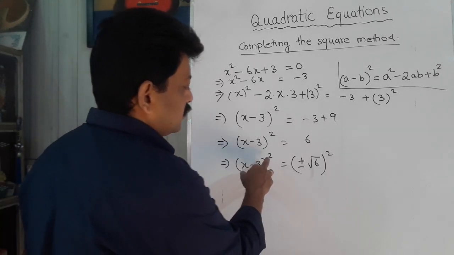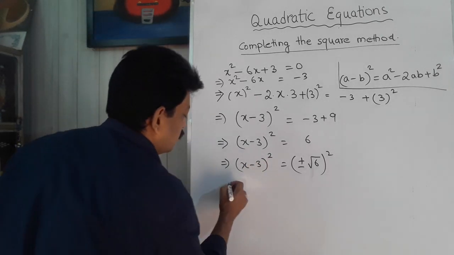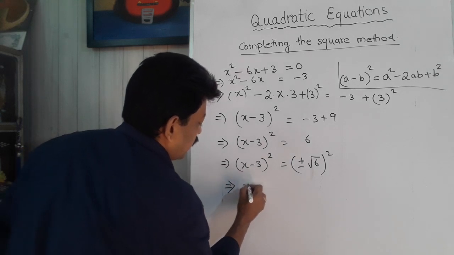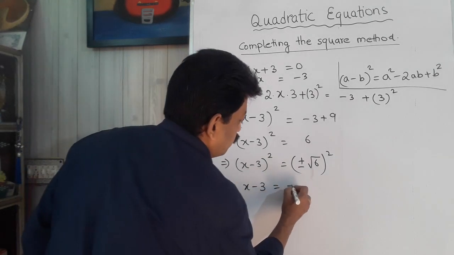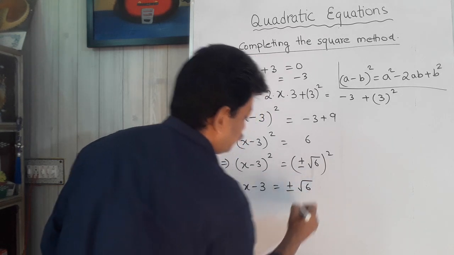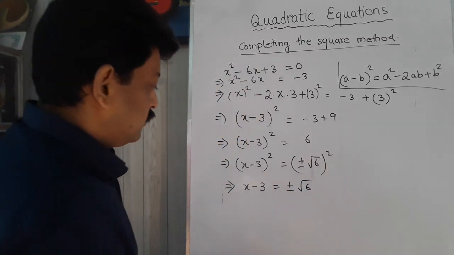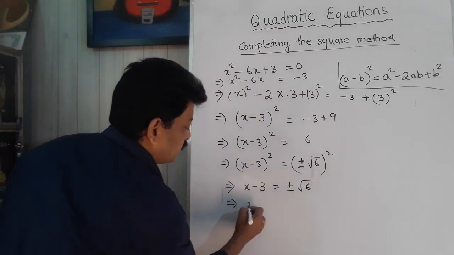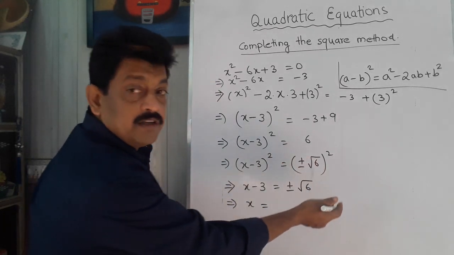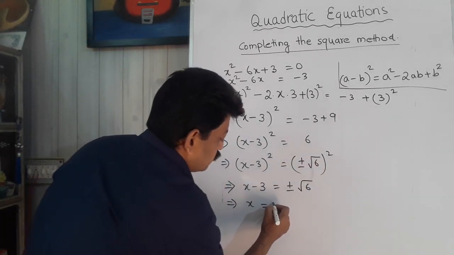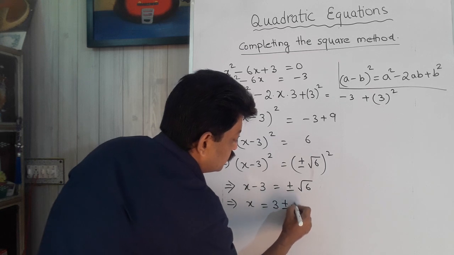If I am removing the square from both sides, then what we will get? X minus 3 equals plus minus root 6. Is it clear? Therefore, what is x? This minus 3 will become plus 3 on the right hand side. So it will be 3 plus minus root 6.